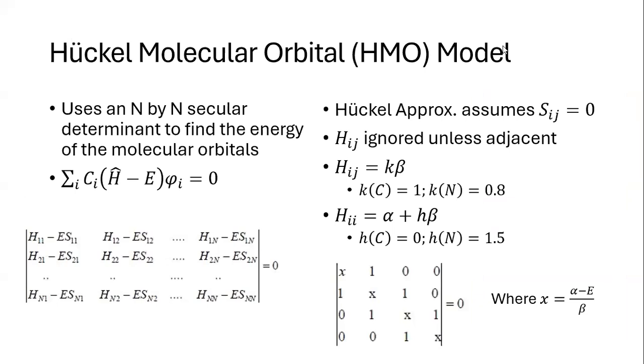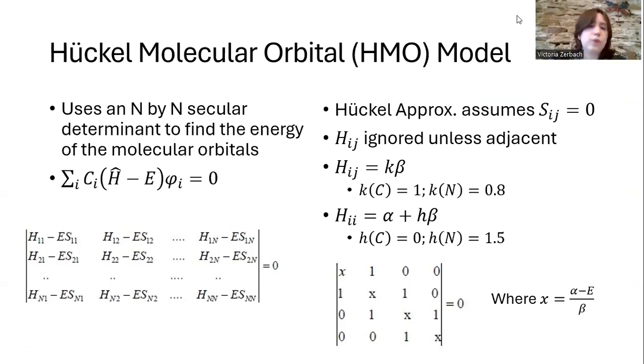Now, the next model that we used was the Huckel molecular orbital model. It's essentially a specific case of a molecular orbital model, using an n by n secular determinant to find the energy of molecular orbitals, essentially converting the Schrödinger equation into a matrix which can be solved for the energy.